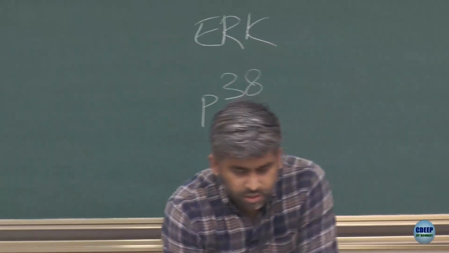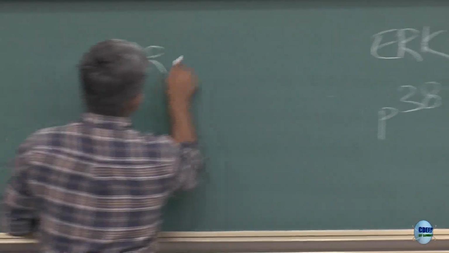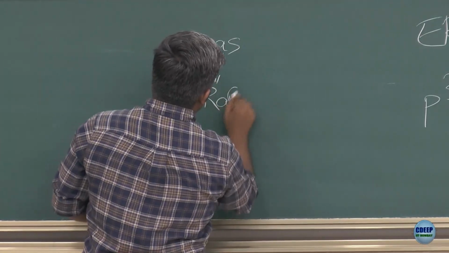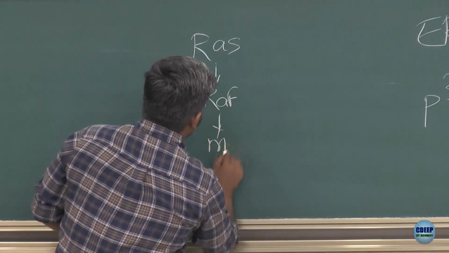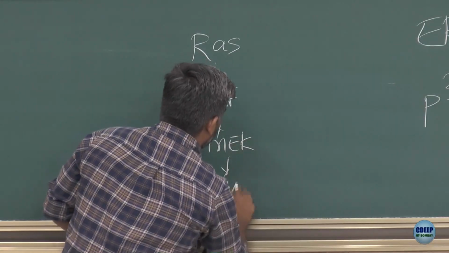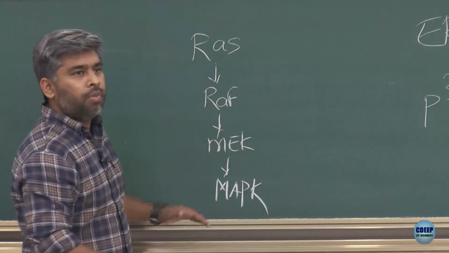So in this case, if you remember, you have RAS, then you have RAF, then you have MEK, and then you have MAP kinase. This is a canonical pathway.